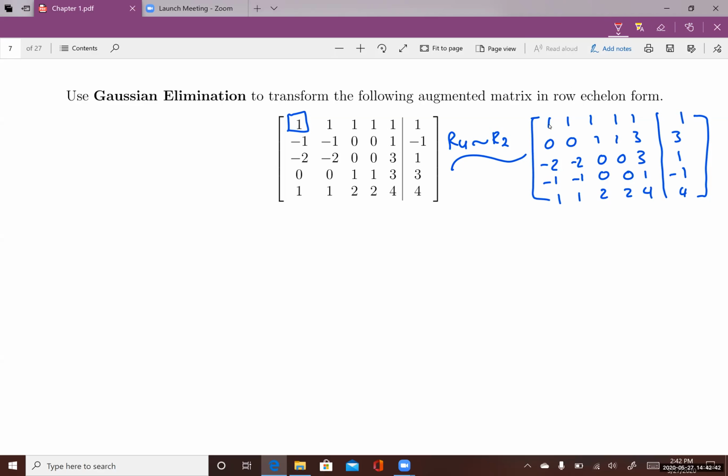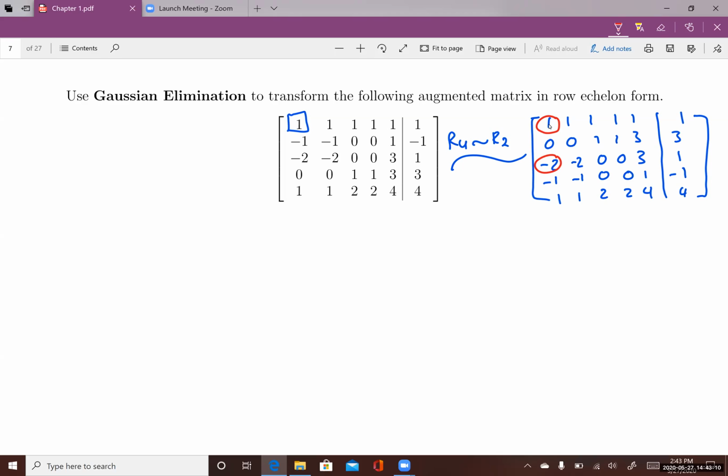So my next strategy is I have to zero this out, and this one is already 0. So what is my strategy here? I have to use the first row in order to zero this out. So first, make -2 equal to 0 using the first row.